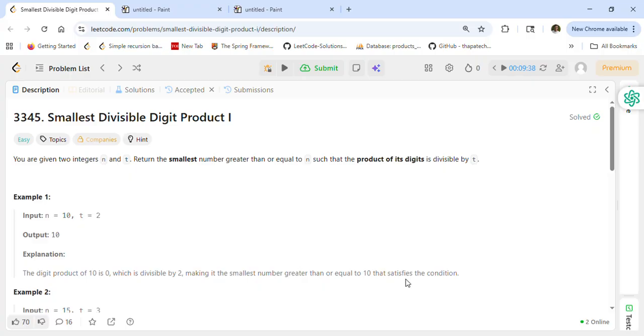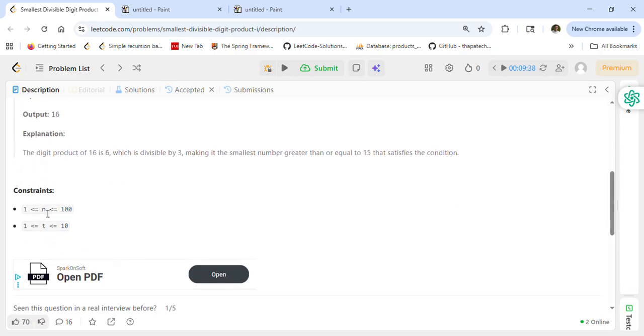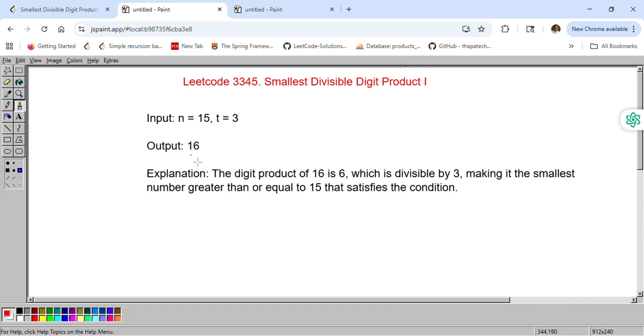So let's start. You are given two integers n and t. Return the smallest number greater than or equal to n such that the product of its digits is divisible by t. We'll understand this with some examples. N can be between 1 to 100, t can be between 1 to 10. Let's take a look at this example.